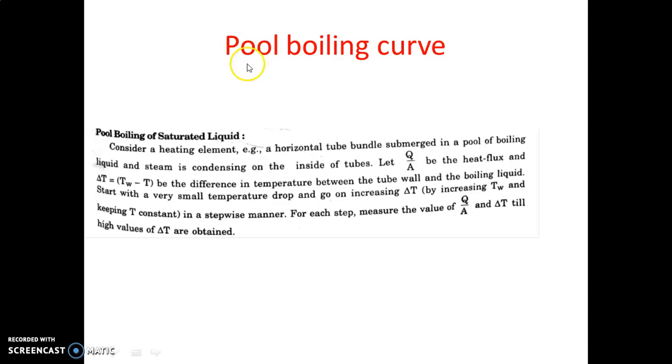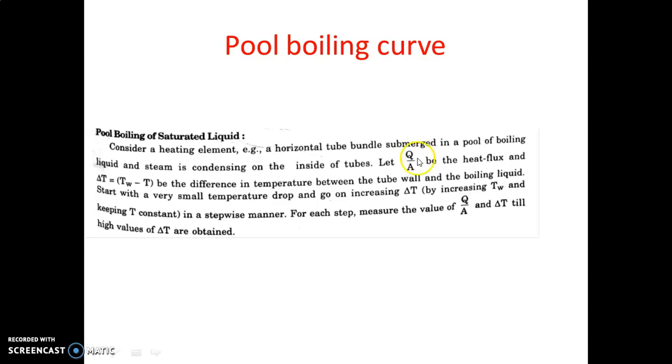Then we will discuss the pool boiling curve. For that we have to consider one experiment. In that experiment we heat the liquid by using a horizontal tube bundle. Bundle means there are a number of tubes, 50, 60 like that. This is called a tube bundle, which is submerged in a pool of liquid. That means some liquid level is maintained and steam is condensing inside the tubes. So in that horizontal tube bundle, the steam is condensed, that means steam is circulated.